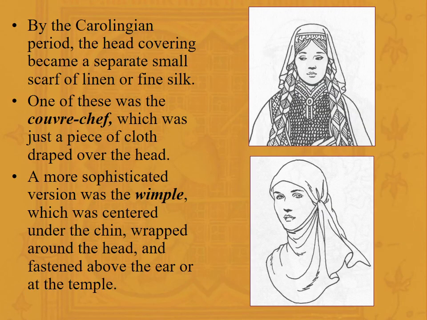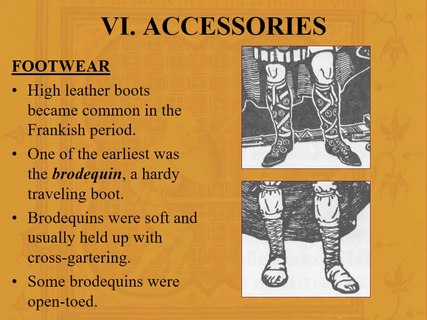Head coverings: a separate small scarf of linen or fine silk called the couvre-chef, which is basically just, up here you can see, a cloth draped over the head and held with a little band. This eventually will become the wimple, as you can see, where it's tucked around, wrapped around the head and fastened above the ear or at the temple. Oh, sorry. Can't go back to that slide, so we're not going to worry about it.